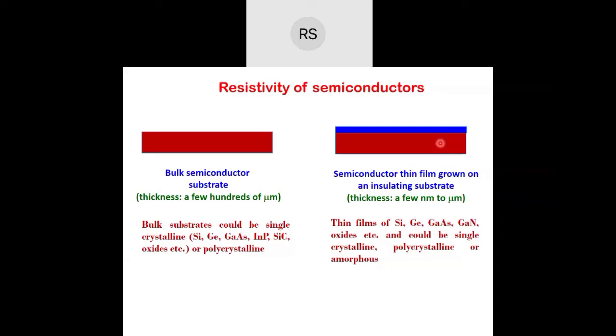Or if you grow a single crystalline thin film on a single crystalline substrate of the same type, then it is called homoepitaxy. There are various methods to grow these thin films, and they have different applications depending upon their crystalline quality and so on. But the main thing is that here, for the thin film, you are interested in measuring the electrical parameters of this thin film, not of the substrate. So that's why the substrate has to be insulating.